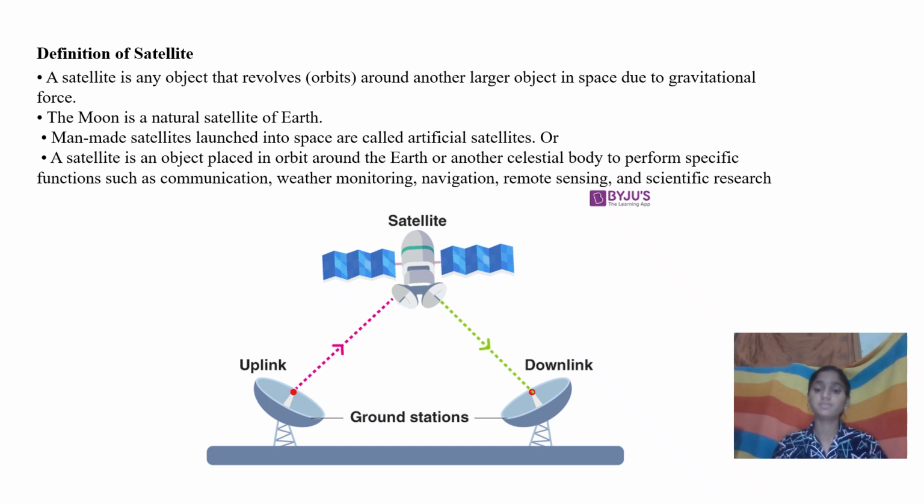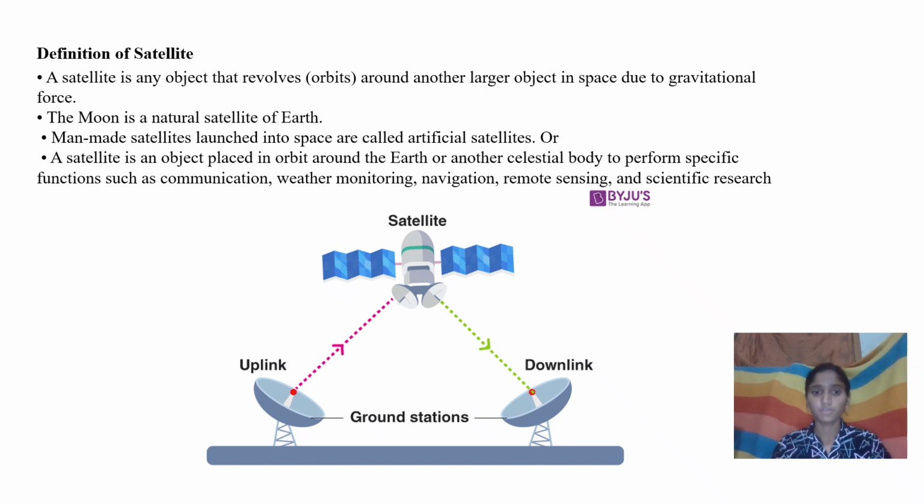An artificial satellite means the man-made satellites launched into space. A satellite is an object placed in an orbit. A number of orbits are present in space. Take one orbit and launch a satellite into that orbit for performing specific functions like communication, weather monitoring, navigation, remote sensing, scientific research, and so on.